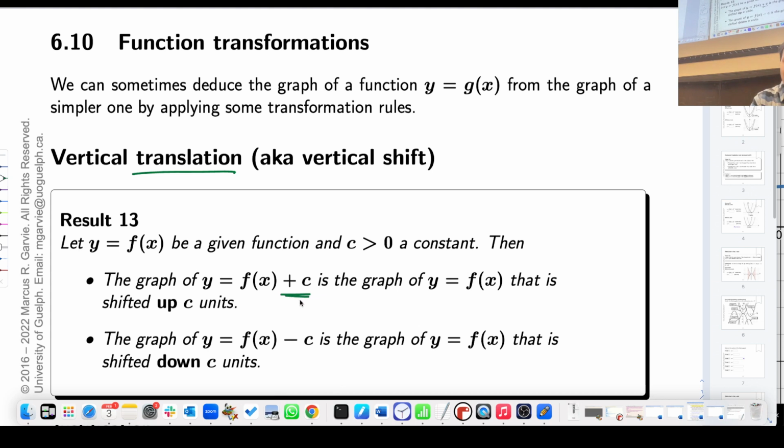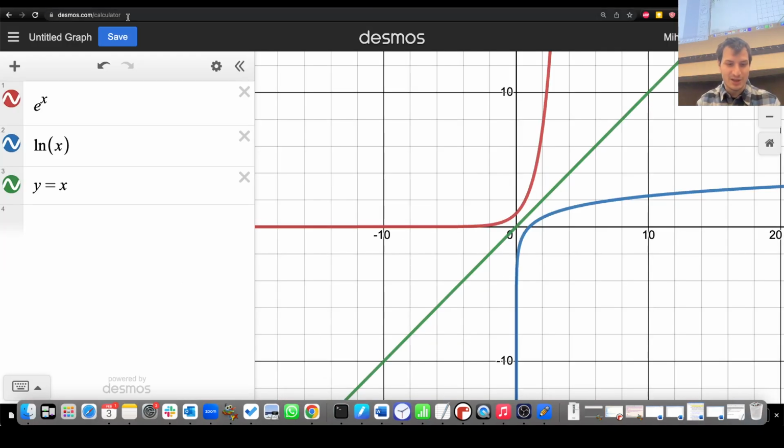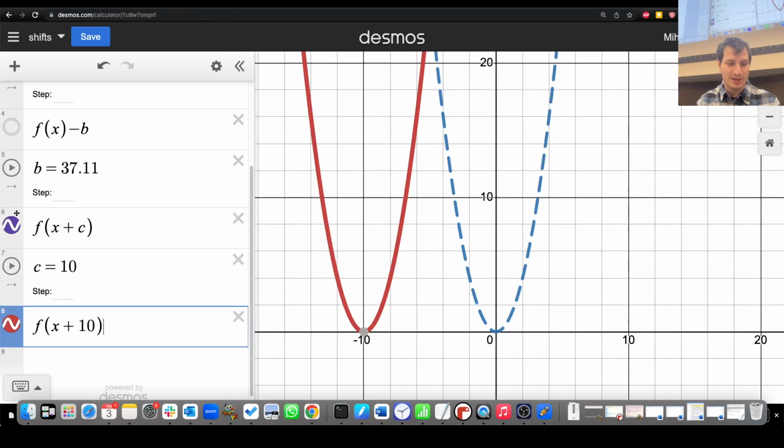So if you add a constant, you do plus c, then you're taking the y values of the function, you're adding something to them. You're adding plus c, you move everything up by c units. That makes sense because plus 2 is up by 2, minus 2 is down by 2. It makes perfect sense. So let's see what this looks like.